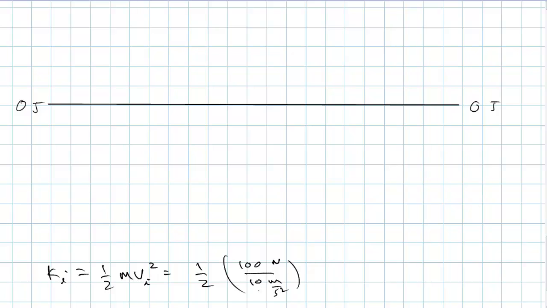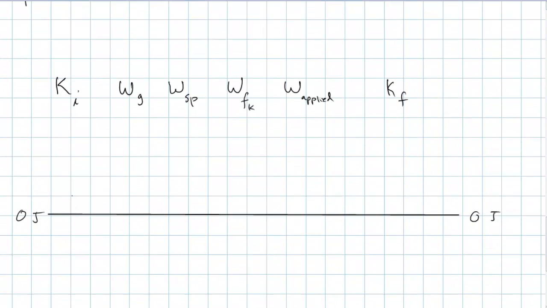The mass is 100 divided by 10, or 10 kilograms. Our initial speed, 10 meters per second. Kinetic energy is 500 joules, and kinetic energy is always positive.